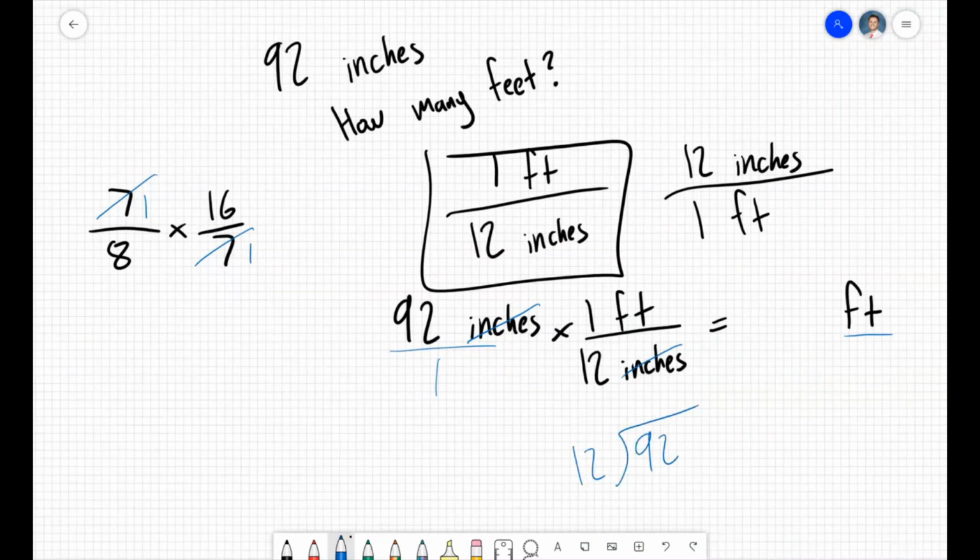12 goes into 92 7 times. And we would get 7 and 8/12. So that would be 7 and 8/12 feet, or 7 feet and 8 inches in that case, or 7 2/3 feet. This is the sort of skill that I want you to have, using these conversion factors.